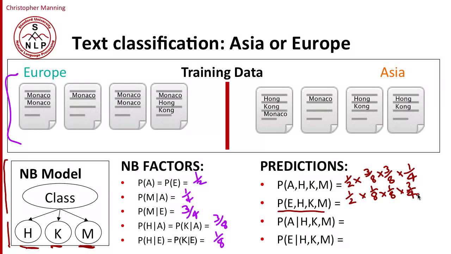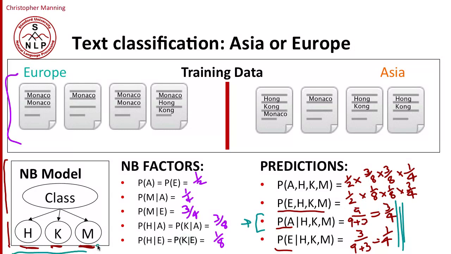Again, the denominators are the same and can be ignored, so the posterior probability of Asia is going to be 3 times 3, 9 over 9 plus 3. So that's then 3/4. And the posterior probability of Europe is going to be 3 over 9 plus 3 equals 1/4. And so look at this. What we've gotten out is that there's a 75% chance that this document here is an Asia document.